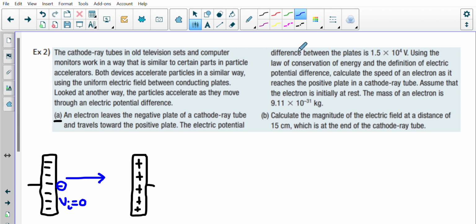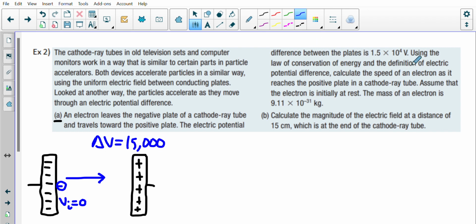Now it says the potential difference between these two is 1.5. So that's our delta V times 10 to the power of 4. Now, 10 to the power of 4, let's type that into my calculator. I believe it's 10,000, but I want to make sure. Yeah, it's 10,000. I multiply it by 1.5, and we end up with 15,000 volts as our potential difference.